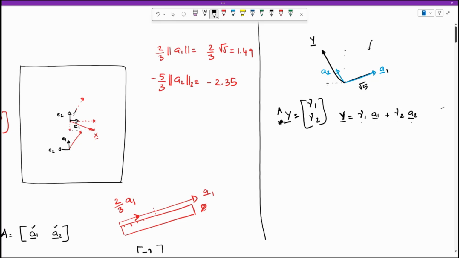Because that's what happened earlier, right? You had alpha 1, alpha 2. Your vector x was the diagonal of a parallelogram, and the sides of the parallelogram were alpha 1 times A1, alpha 2 times A2. You have to do the same thing here, except now earlier you had the sides of the parallelogram. Now you don't know the sides, you only know the diagonal. Now how do you find the sides?